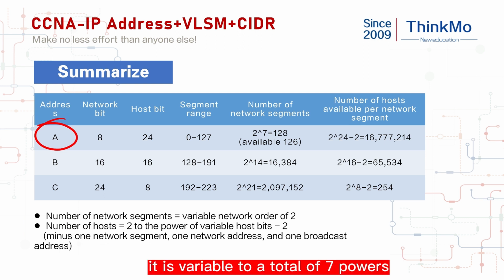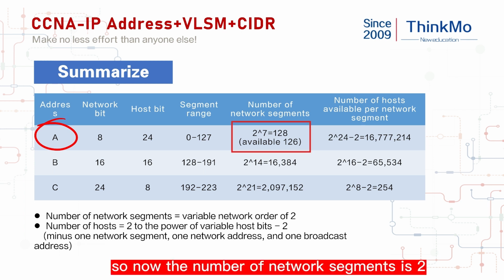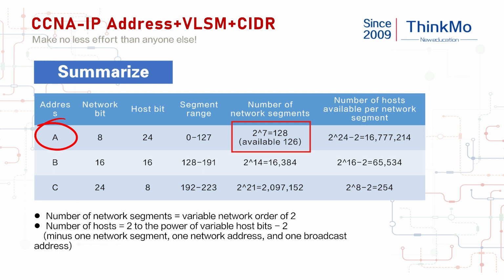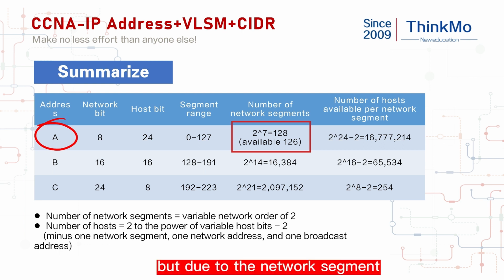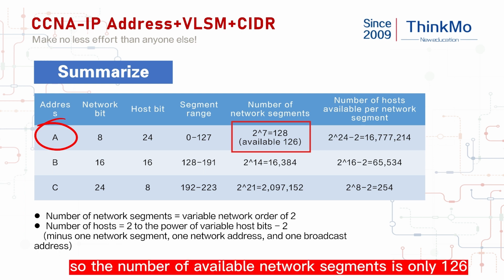It is variable to a total of 7 powers. So now the number of network segments is 2 to the 7th power. But due to the network segment, 0 and 127 cannot be used. So the number of available network segments is only 126.